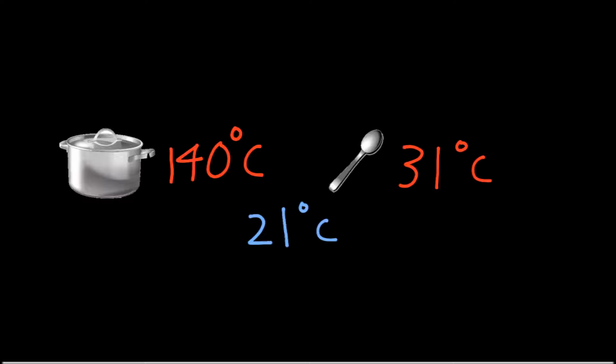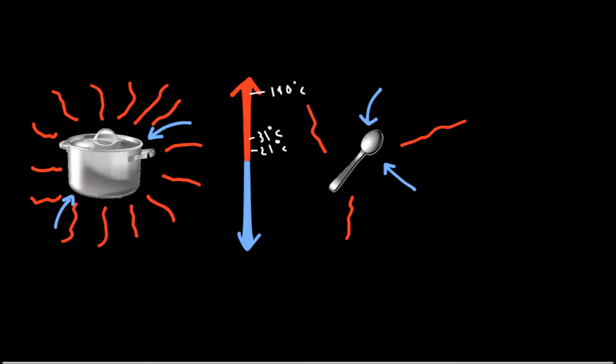The answer is the saucepan, and this is because the difference between its temperature and the room's temperature is greater than the difference between the spoon's temperature and the room's temperature. So 140 minus 21 is greater than 31 minus 21. This means that the saucepan is emitting much more infrared radiation than the spoon. This example shows that temperature is a key factor of the rate at which infrared radiation is emitted and absorbed.